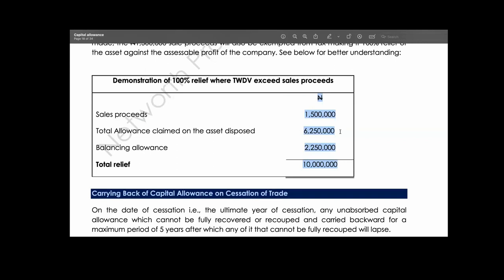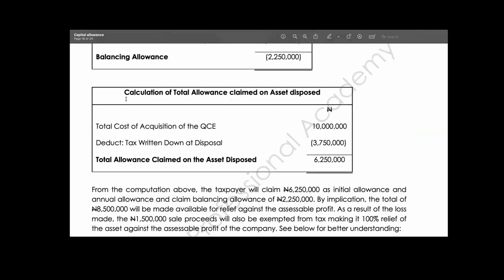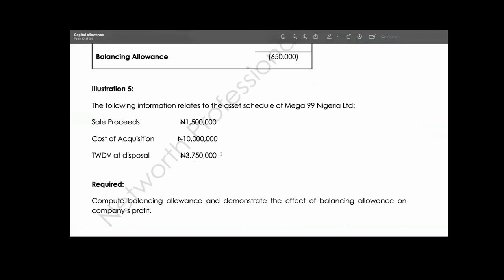So this exemption is not really clear, this last illustration. So the only exemption that this company has is 8.5 million. How did I get 8.5 million? You remember the taxpayer already had... If you take 10 million from this, you will have 6 million 250. Because you remember, we want to get the total allowance claimed on the asset before now. To get total allowance claimed on the asset will be total cost of the acquisition less tax written down value at disposal. And that will give us 6.250.